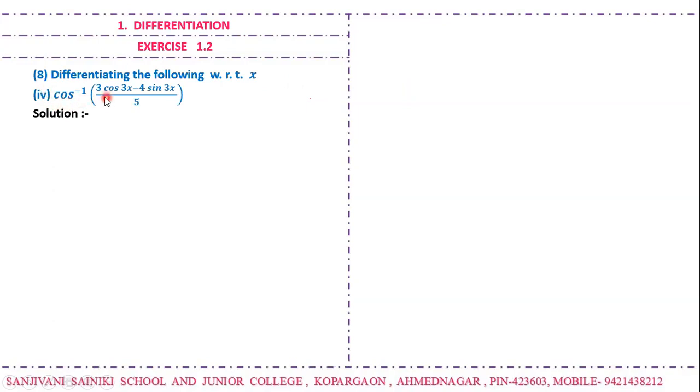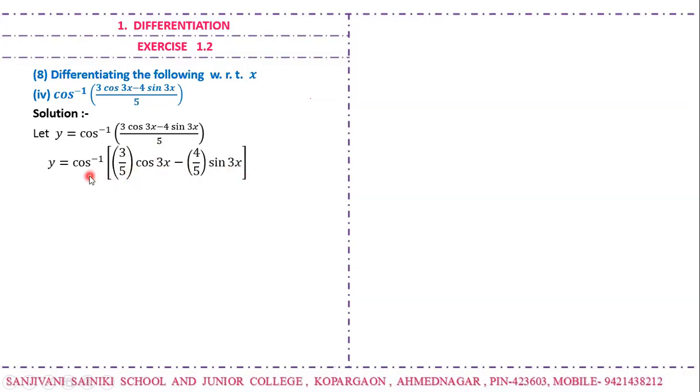Cos inverse of 3 cos 3x minus 4 sin 3x upon 5. Okay, y is equal to the given expression. We can write it by separately dividing by this 5, and you get this term. Now outside the bracket is cos inverse, so we must have cos of a plus b or cos of a minus b. One cos is already present, so this must be cos, so that we can get cos a cos b minus sin a sin b. Let cos alpha be 3 upon 5, then we will take sin alpha as 4 upon 5, and we will check whether sin square alpha plus cos square alpha is equal to 1 or not.